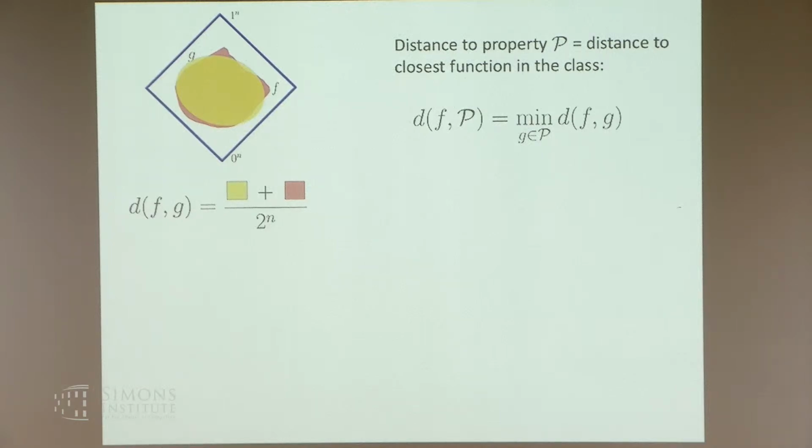And if we want to talk about the distance of a function f to an entire property, like how far is f from having this property? Well, that's just the minimum distance between f and any function g that has the property. We can always think of a property as just the collection of all functions that have that property.